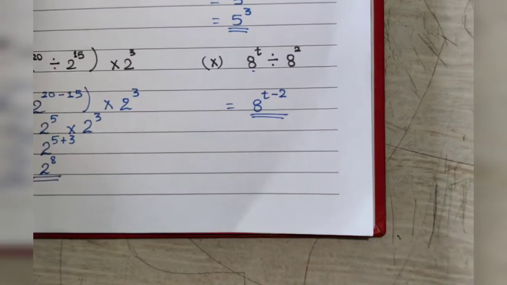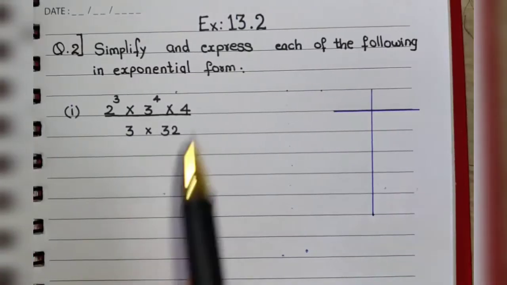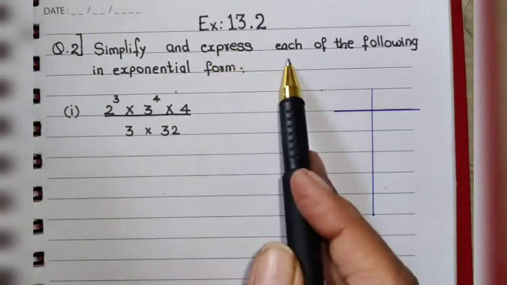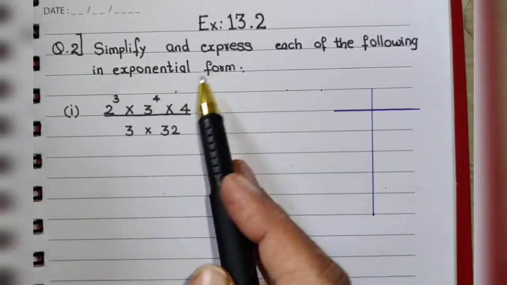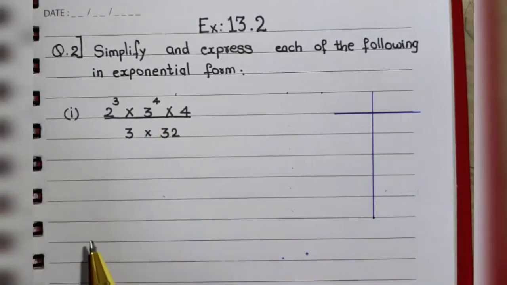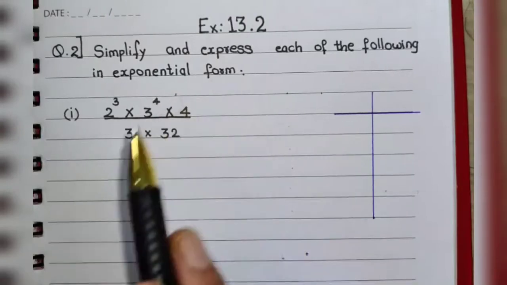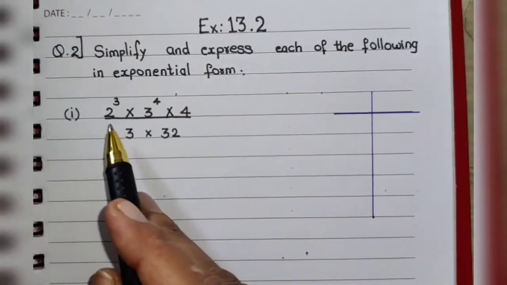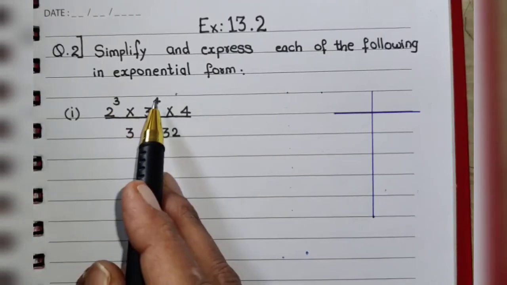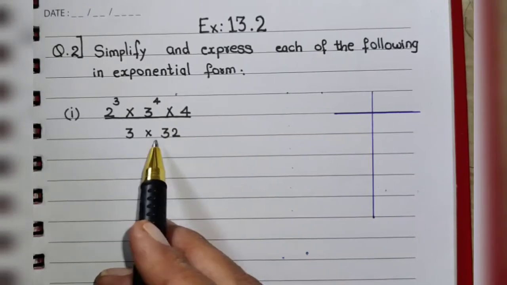Okay students, now let us move on to the next question. The next question is of exercise 13.2, second one. Simplify and express each of the following in exponential form. You have to simplify. Simplify means solve. You have to solve them and get the answer in the exponential form. Now let us move on to here. As you could see, it is 2 cube multiplied by 3 to the power 4 and 4. Here you have divided by 3 and 32.